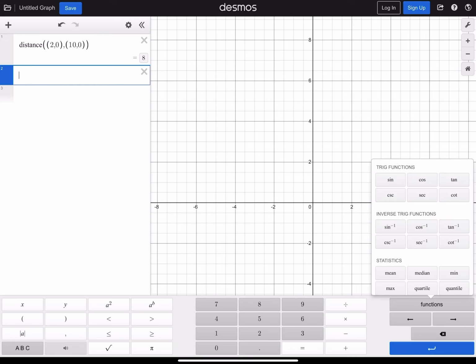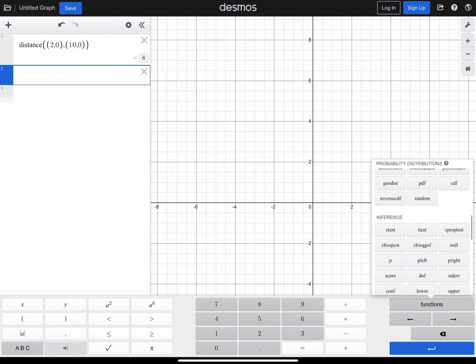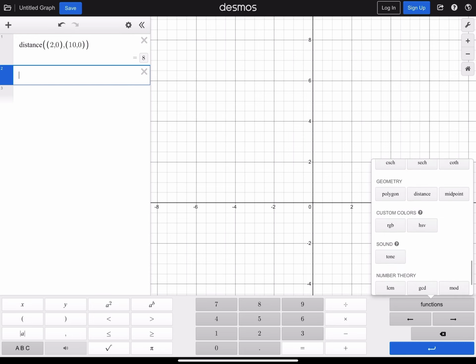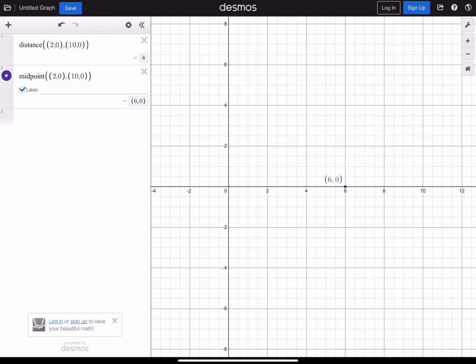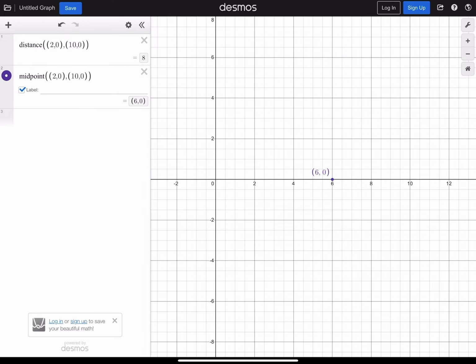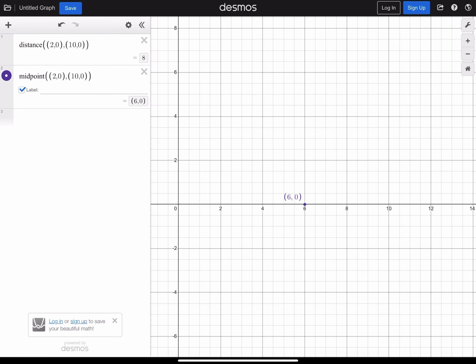And midpoint here would work very, very similarly. We could just find it in the geometry section of the functions button. Midpoint of 2 points would work the same way. Make sure that they're both in parentheses, separated by a comma. The distance between those is 8, but their midpoint would be 6, 0. There we go. And you can even see that we can label it, and it'll actually graph it on the graph for us if we click that little label button. All right.